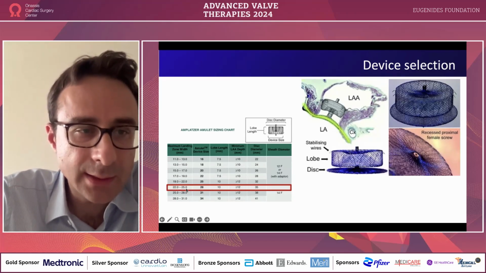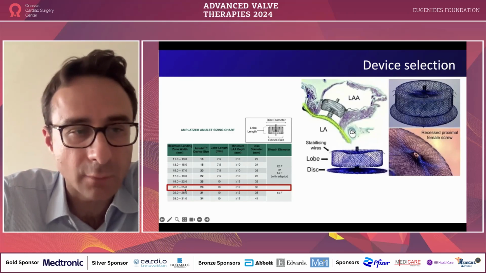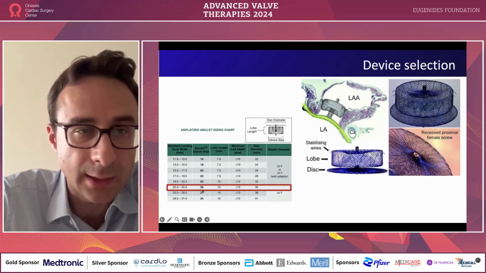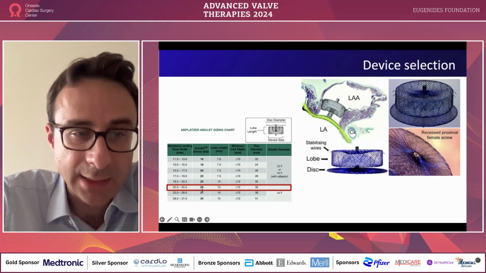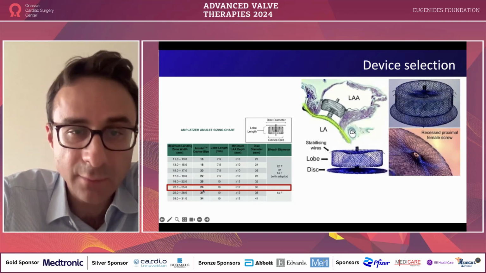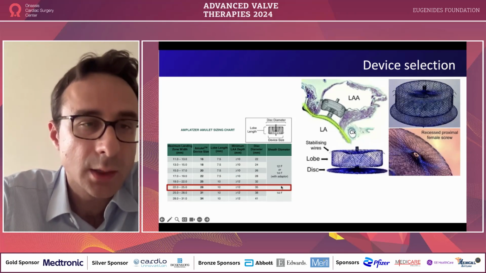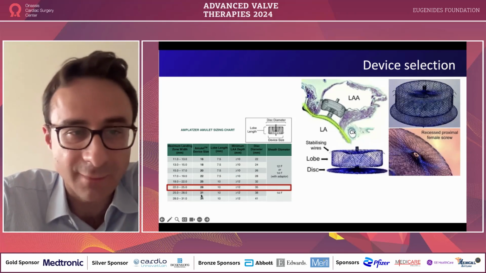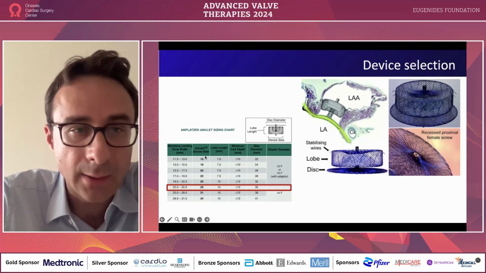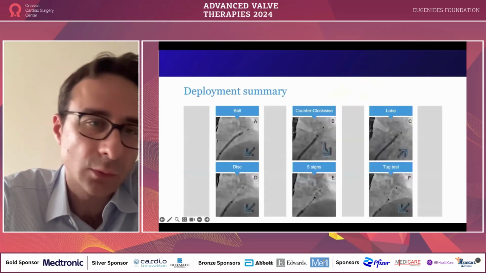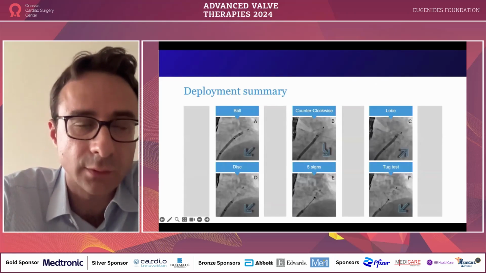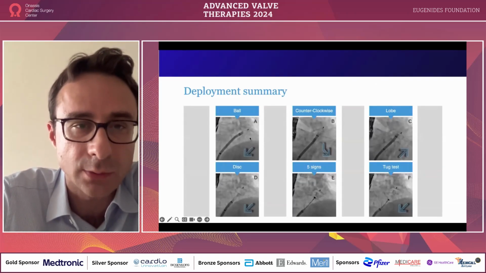In our case, the landing zone had a mean diameter of 23 millimeters. So you can see here, looking at the sizing chart, that the optimal device size for this case is 28 millimeters, for which a 14 French delivery system is required. So mainly the size of the device is based on the landing zone, not on the anatomical ostium, but of course we also have to take the anatomical ostium into consideration.